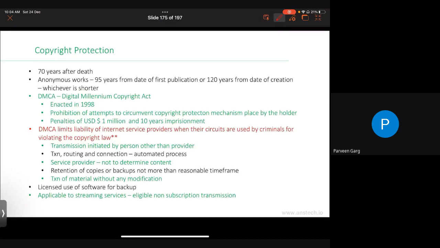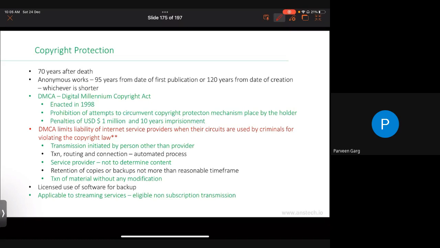Okay. So what is copyright protection? Why can you copy Picasso's painting? Because Picasso was 200-300 years back, I don't know exactly when. Copyright lasts 70 years after death. So if I make a painting today, and after 70 years of my death somebody reproduces my work, then he or she is not infringing on the copyright.